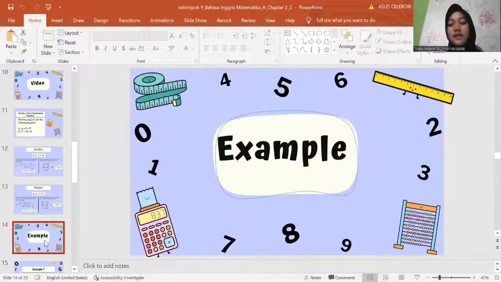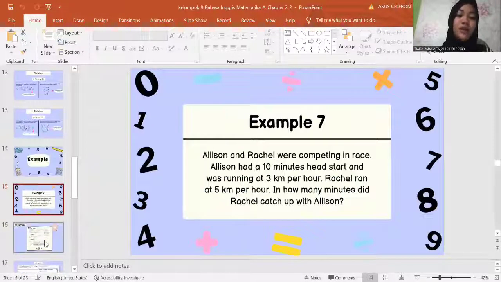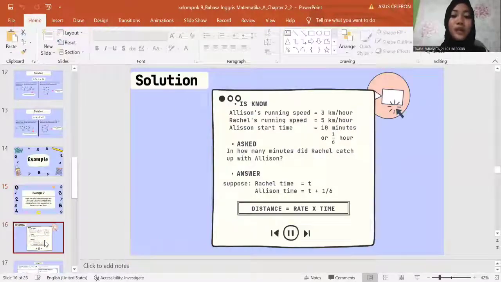Okay, next discussion is about examples. Example 1 is example 7. Alison and Rahel were competing in a race. Alison had a 10 minute head start and was running at 3 kilometers per hour. Rahel ran at 5 kilometers per hour. In how many minutes did Rahel catch up with Alison?